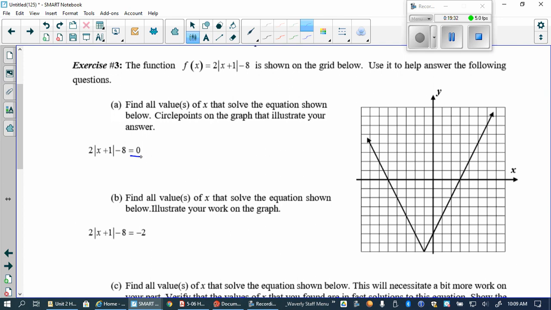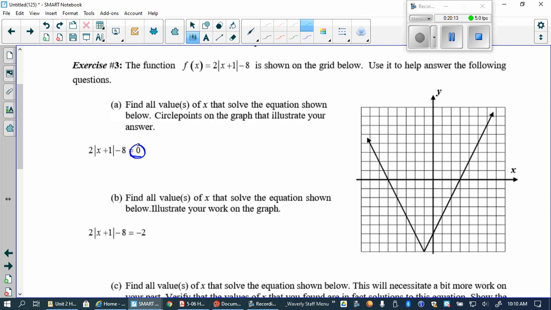Well, where will it equal 0 on the graph? When the graph hits what? No, the graph doesn't hit the origin. Where do you find y values of 0 in the graph? Here's the y-axis. Where do you find y values of 0? Anywhere on the x-axis is a y value of 0, right?